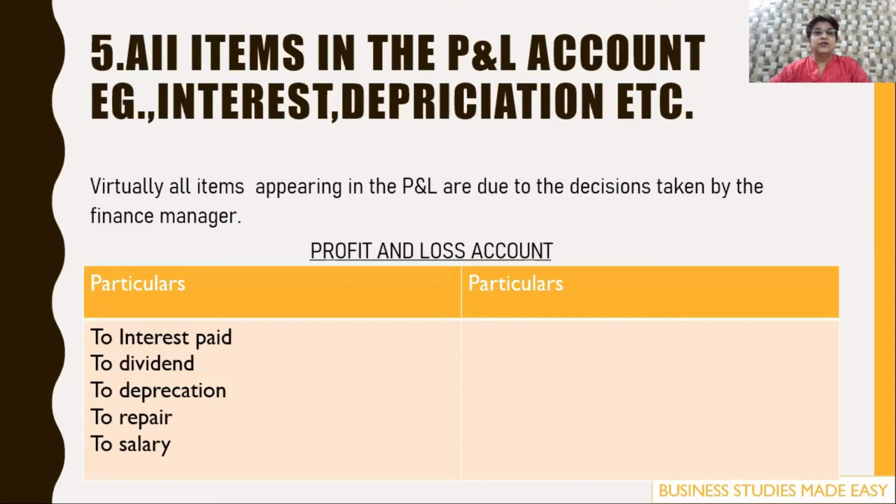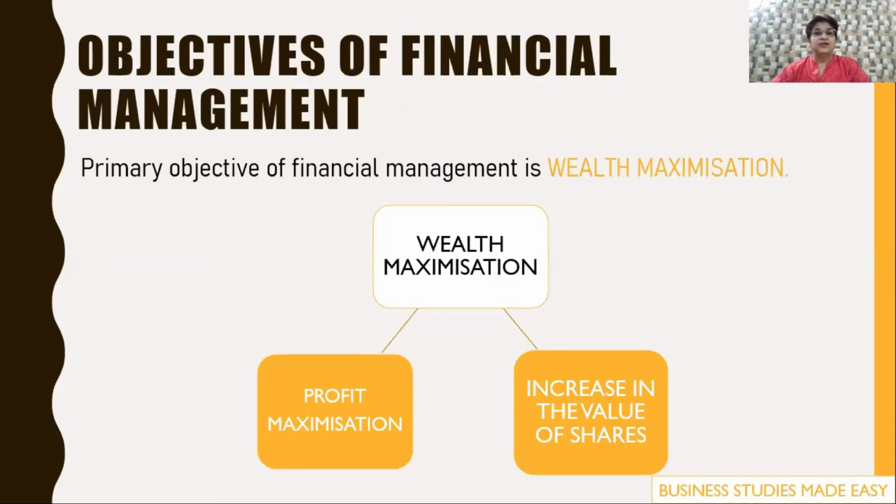And finally, he has to decide all the items in the P&L account, that is interest, depreciation, etc. So actually, most of the items, if not all, that are appearing in the P&L account are all decided by the finance manager. Let's see, interest paid. Depending upon the amount of debt that he has raised, interest is decided. Then dividend depends upon the equity. Then depreciation. Remember, we did the size of the fixed assets. So if the machines are more, depreciation will be more. Again, the repair would be of this machinery and other things that are used. And salary to be paid to the people who are working on them. So these are the 5 important roles of financial management.